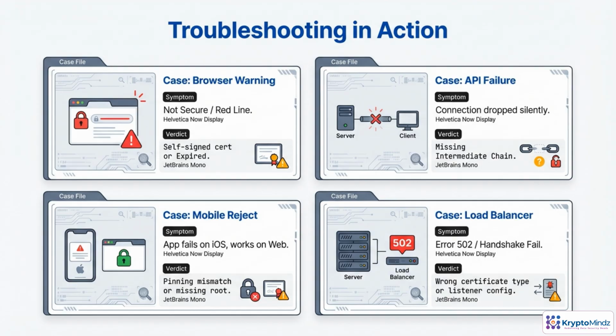The key takeaway: most PKI issues in production aren't exotic crypto failures. They're chain, trust store, and configuration mismatches. If you can systematically map symptoms back to these few root causes, you can diagnose PKI problems much faster.